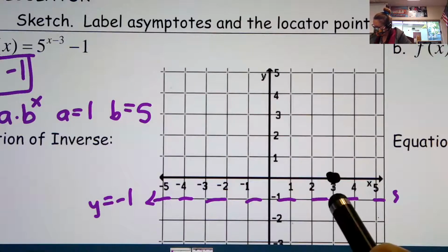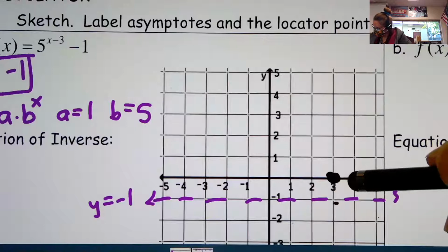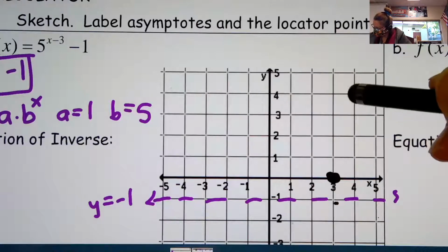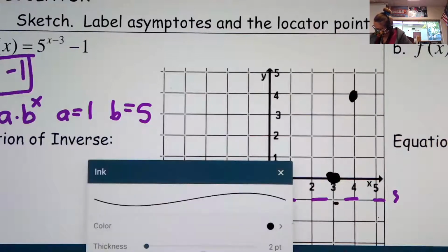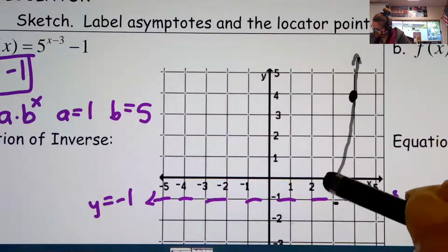And my a is 1, so I'm going to go 1 above. Then my b is 5. That means I'm timesing by 5. So as I go over one more, 1 times 5 is 5. I'm going to go up 1, 2, 3, 4, 5. And here is my exponential graph.